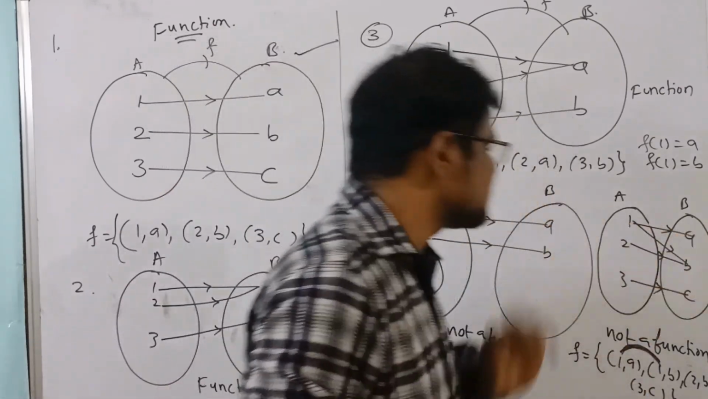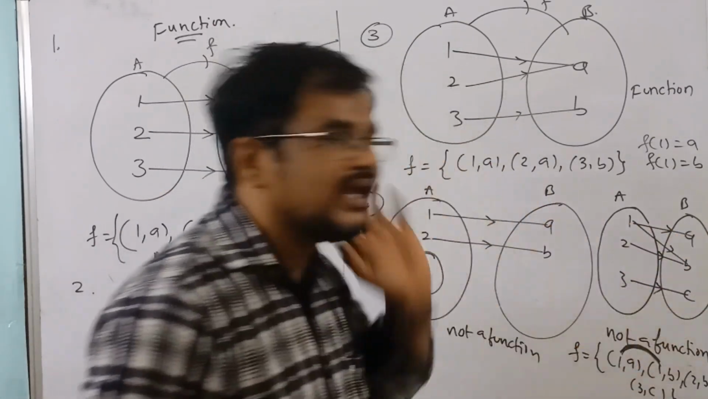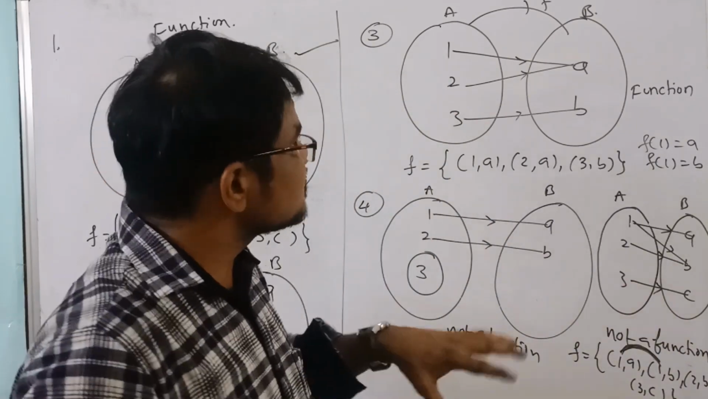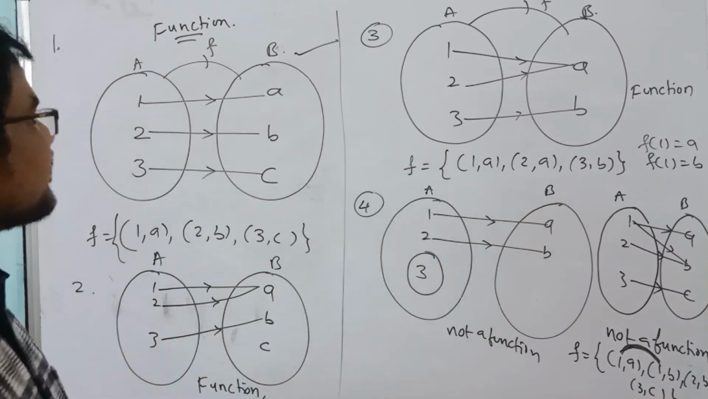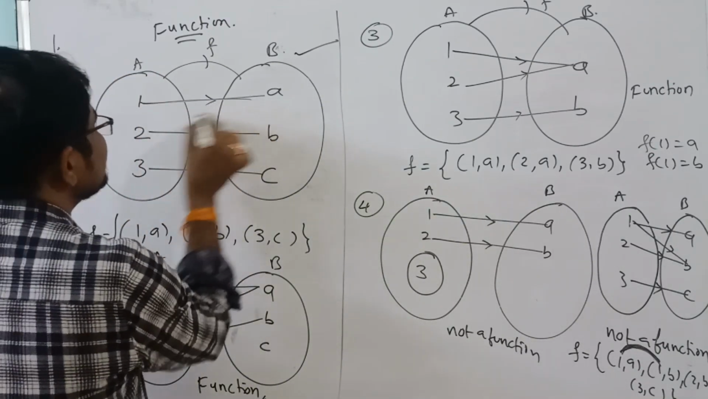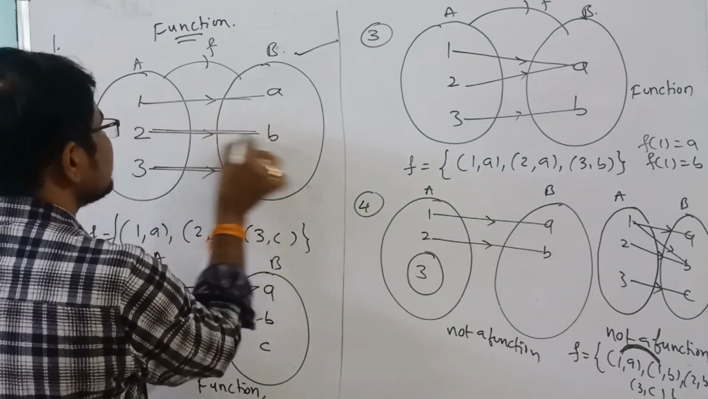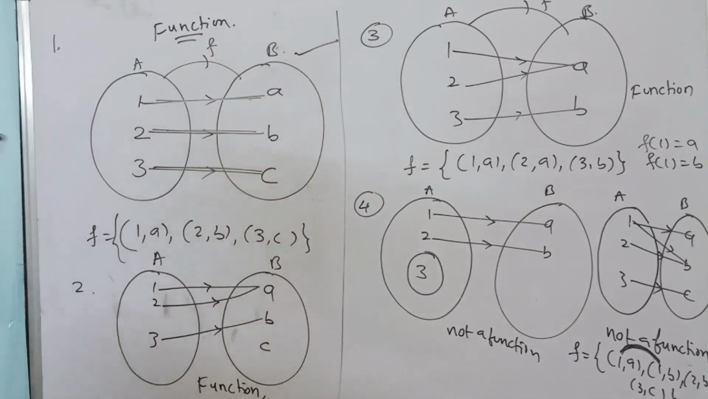But for this one, 2 images are there. So that's why it is not a function. Right? Means how to identify by the diagram only? Generally you can identify. So here between these two, an equal symbol is there. Equal symbol is there means definitely it is a function.